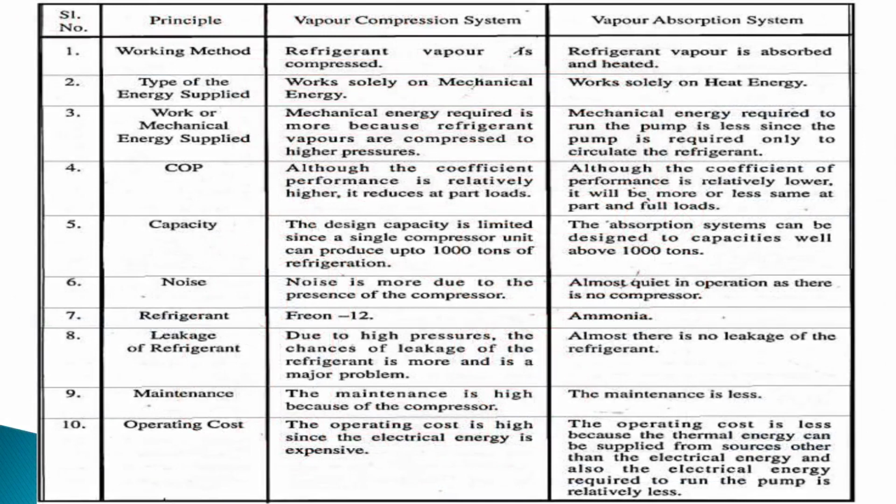Now this table will give some differences between vapor compression and vapor absorption refrigeration systems. So now, if you consider the working method, in vapor compression the refrigerant vapor is compressed. In the case of the vapor compression refrigeration cycle, the vapor is compressed. Here the vapor is absorbed and heated.